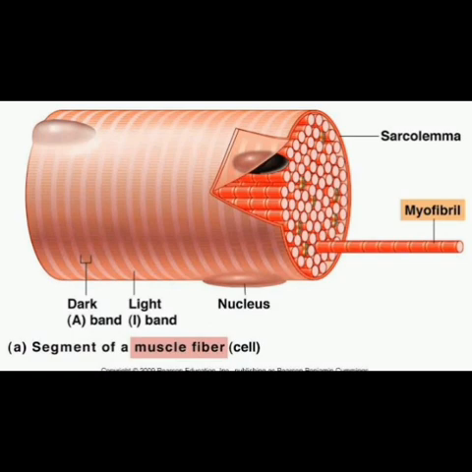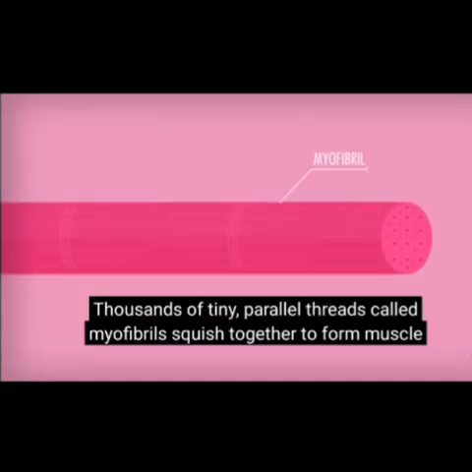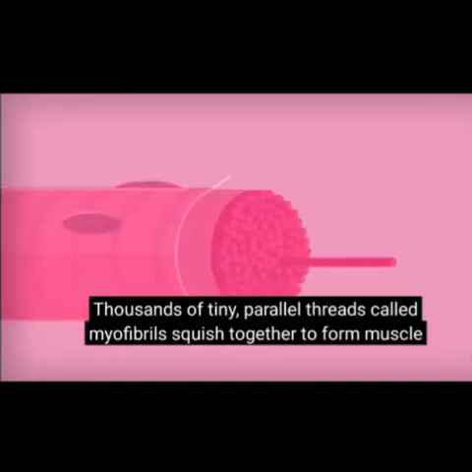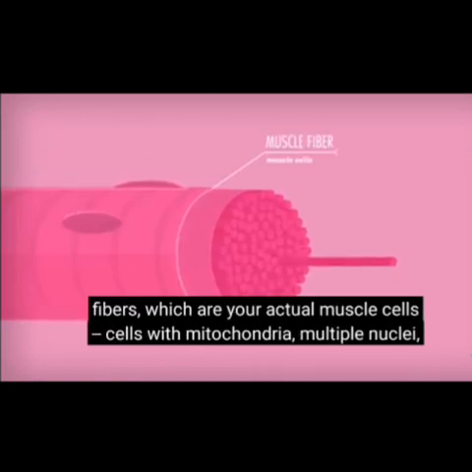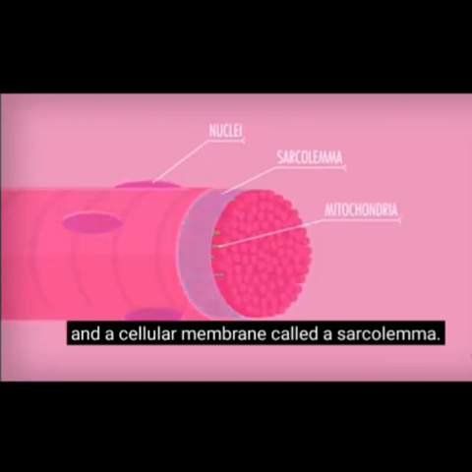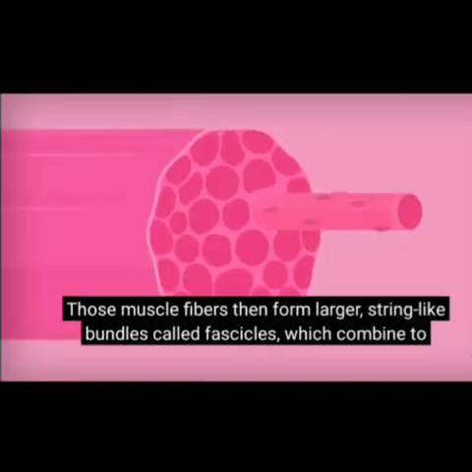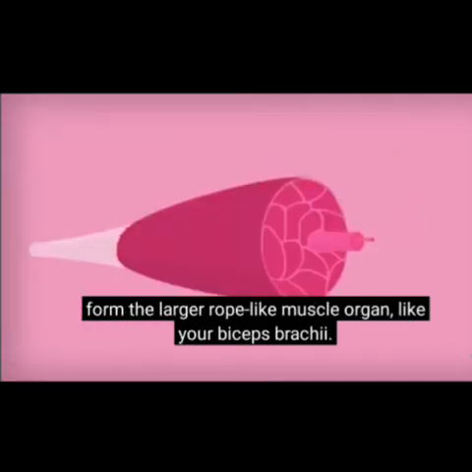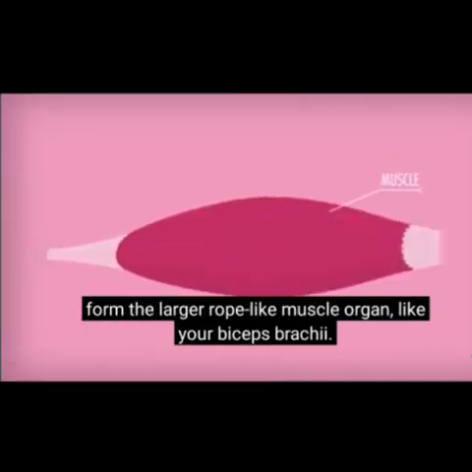A muscle is like a rope with threads called myofibrils which together form muscle fibers. Myofibrils are actually the cells of muscles with mitochondria, nucleus and cell membrane called sarcolemma. These myofibrils form string-like muscles like biceps or triceps.